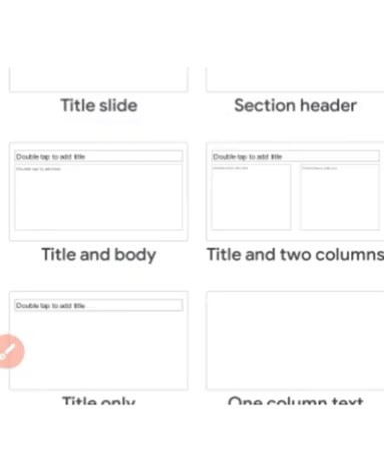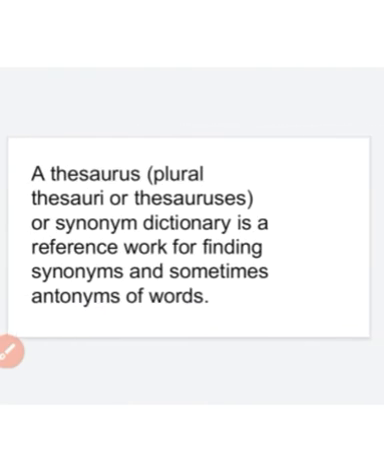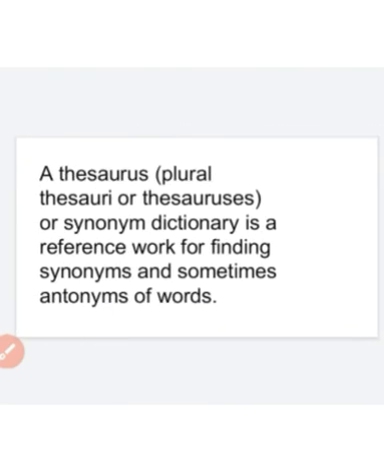Then the next one is a thesaurus. A thesaurus is basically a synonym dictionary. Synonym means the different words with the same meaning. In Malayalam it's പര്യായങ്ങൾ, the same thing. A synonym dictionary is a reference work for finding synonyms and sometimes antonyms. Rarely, you can see antonyms in a thesaurus. Antonyms means opposites, while synonyms means words with similar meaning. A thesaurus is available in our library also.